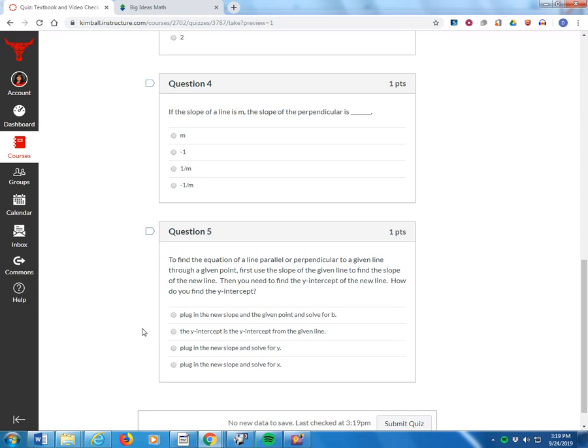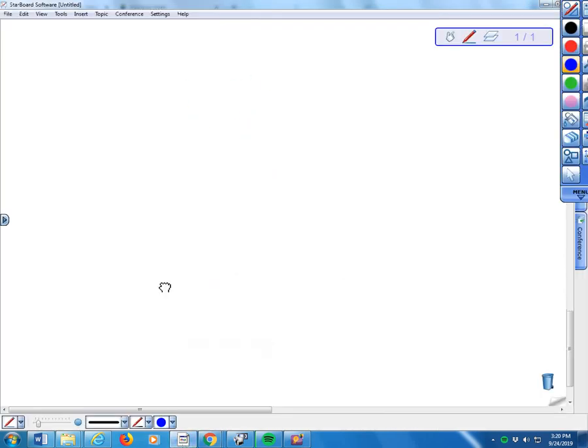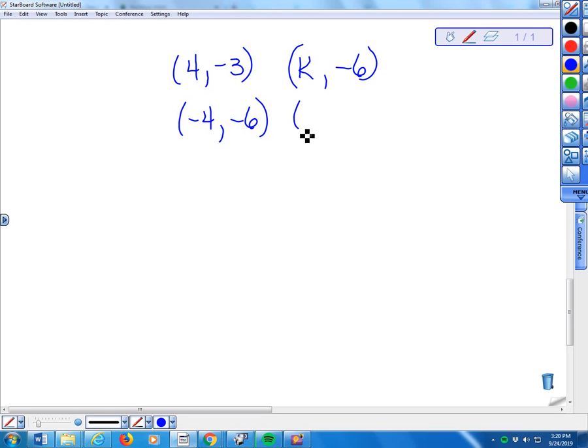You do the ones on WebWork, where you're solving for a variable inside of parentheses. Give me an example. Number 1: find the value of k so that the line containing the points (4, -3) and (k, -6) is parallel to the line containing (-4, -6) and (1, -4). So you're going to find the slope of these two, which is what? -4 plus 6 over 1 plus 4, which is 2 over 5.